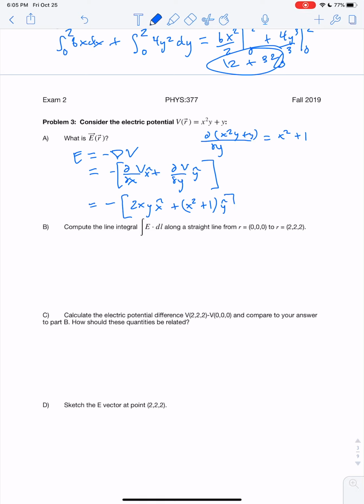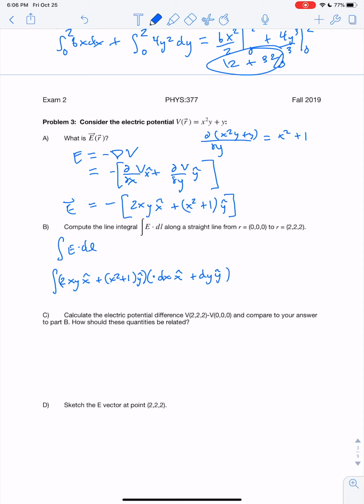Okay, so that's our electric field, given by 2xy in the x hat direction plus x squared plus 1 in the y hat direction. Now we want to compute the line integral. So we're going to do the integral of E dot dl, the integral of 2xy x hat plus (x squared plus 1) y hat, and then we dot that into our dx x hat plus dy y hat.